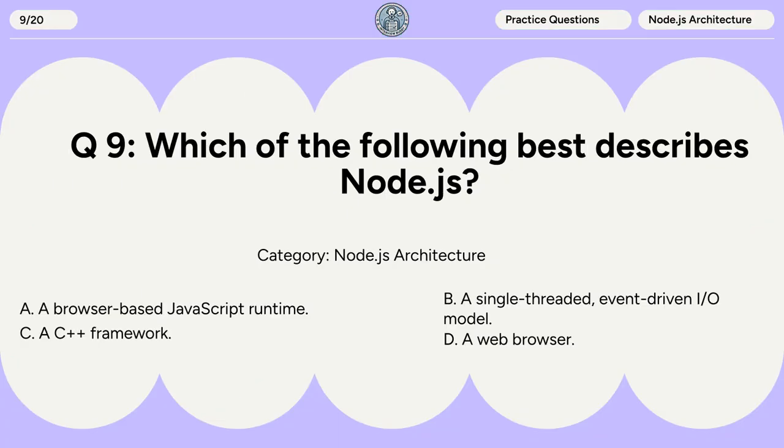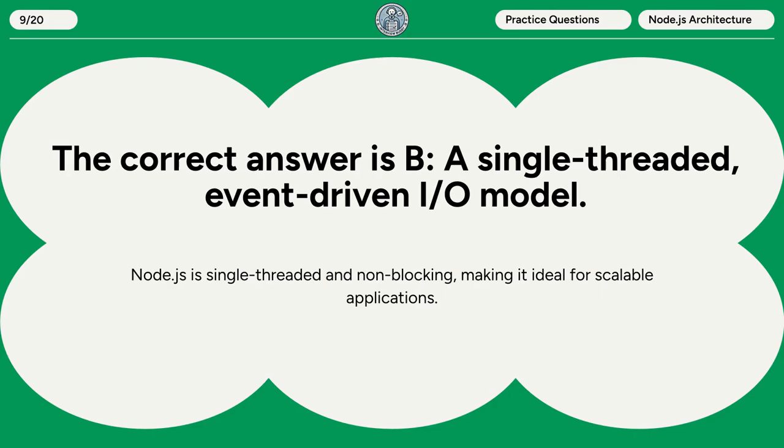Question 9. Which of the following best describes Node.js? A. A browser-based JavaScript runtime. B. A single-threaded, event-driven I/O model. C. A C++ framework. D. A web browser. The correct answer is B. A single-threaded, event-driven I/O model. Node.js is single-threaded and non-blocking, making it ideal for scalable applications.